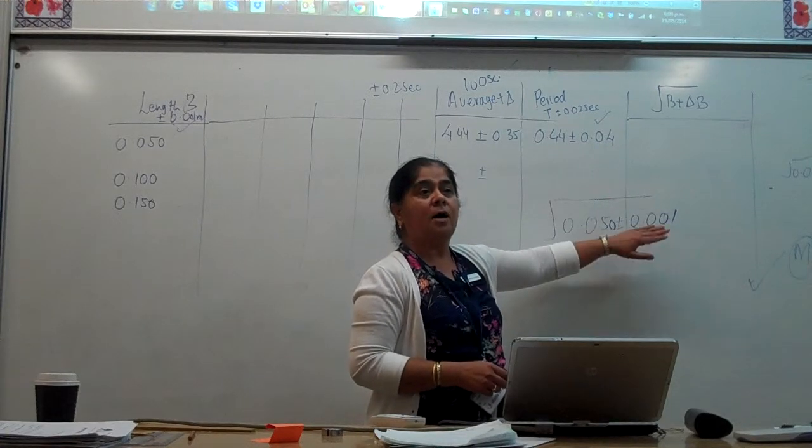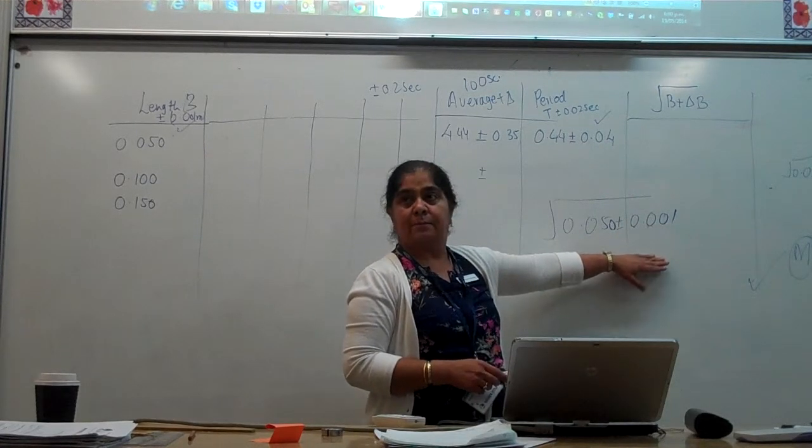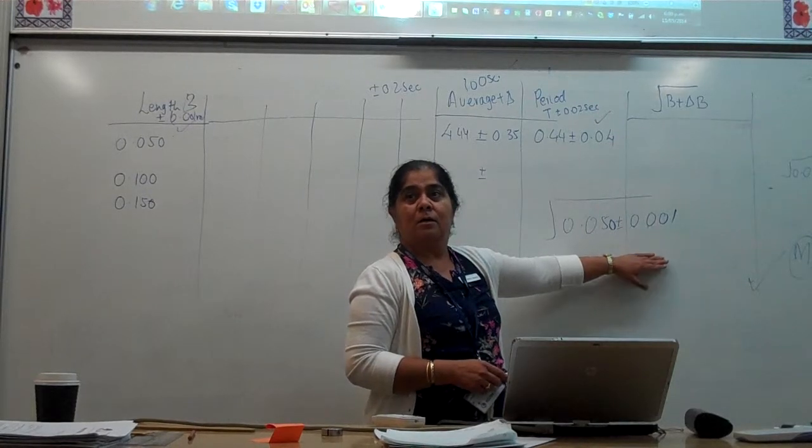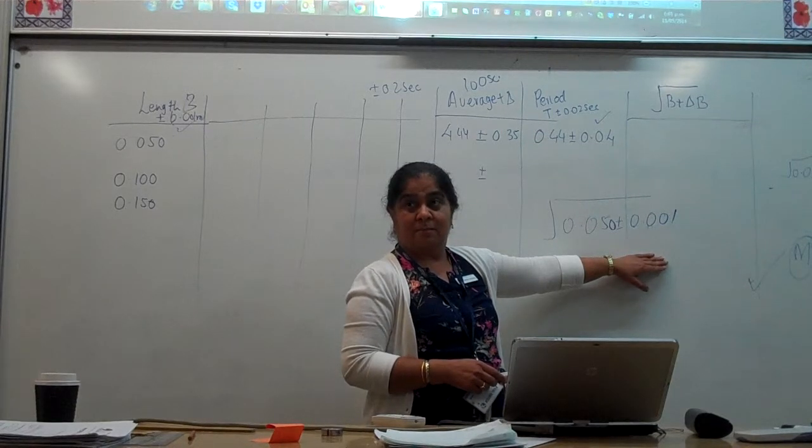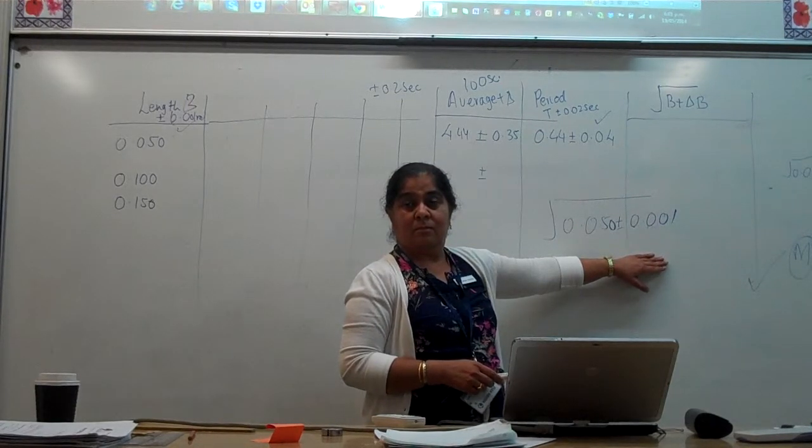How many of you are confident in doing this properly? We have to put plus or minus the uncertainty. We have to square root the uncertainty as well. Yes. So would your answer be that?